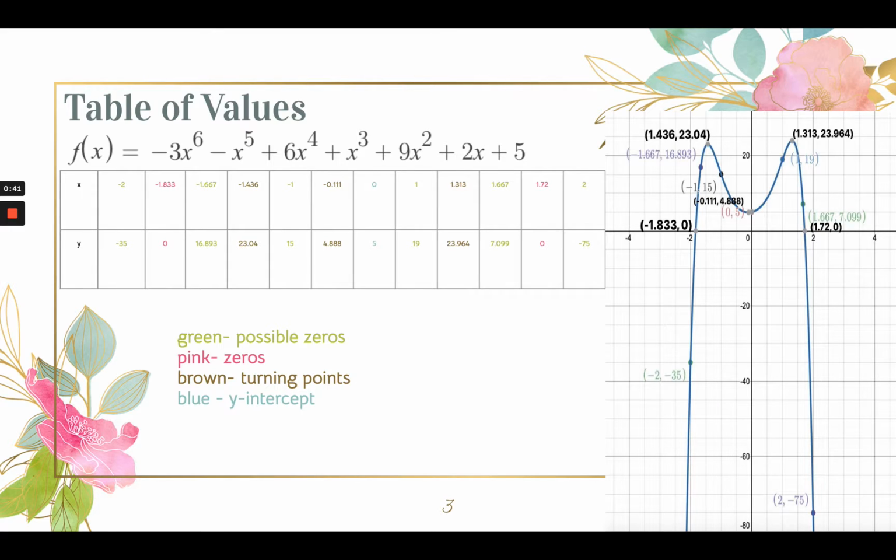My table of values is color-coded as follows: green being possible zeros, pink being zeros, brown being the turning points, and blue being the y-intercept. And I got these values from doing synthetic division.